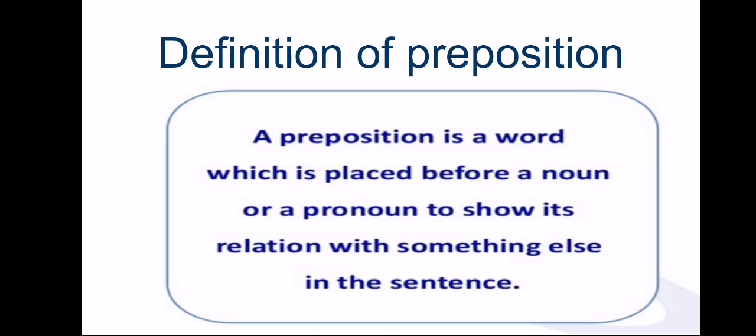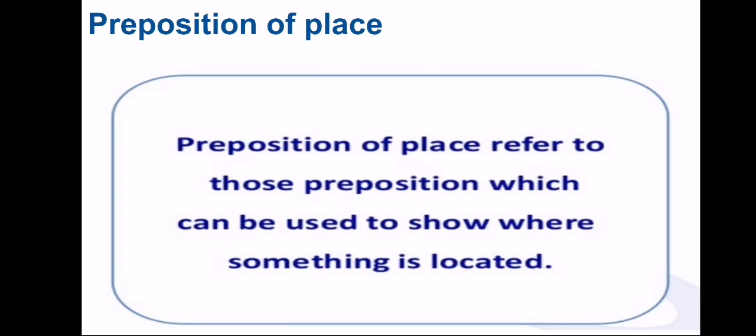Now what's a preposition? A preposition is a word which is placed before a noun or a pronoun to show its relationship with the rest of the part of the sentence. Means how it is related to the rest of the part of the sentence. Now let's understand first the preposition of place. A preposition of place refers to the position of the noun or a pronoun in the sentence, means where the thing occurred, where the action happened.